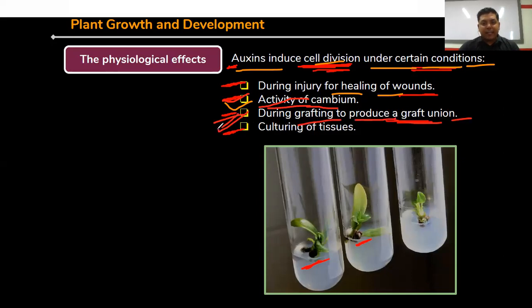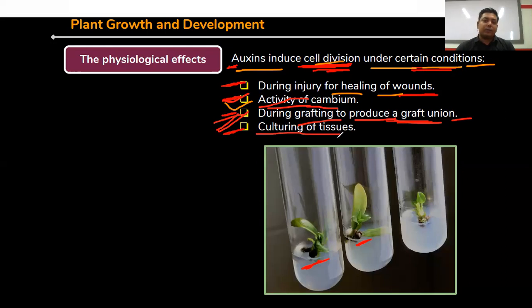During grafting, auxin helps produce a graft union. So what is the meaning of grafting? Sometimes, in case of plant tissue culture, suppose we are taking one branch from a plant and attaching this branch to another plant's branch, through which we can also produce a new plant. This is called grafting. Grafting means the attachment of two branches or stems to produce a new plant. So in the grafting process, auxins are also sprayed artificially for growing the plants quickly.